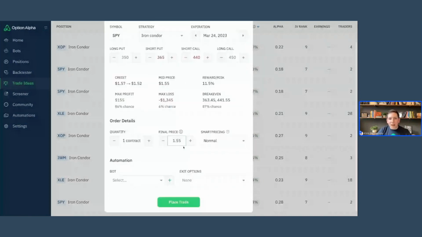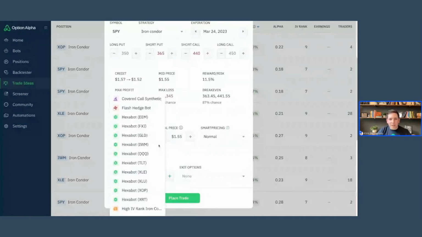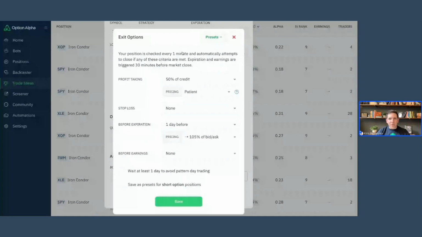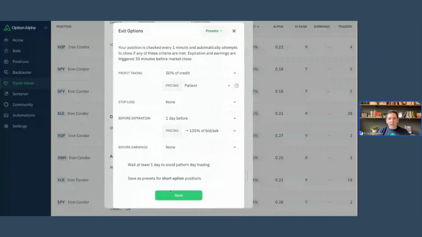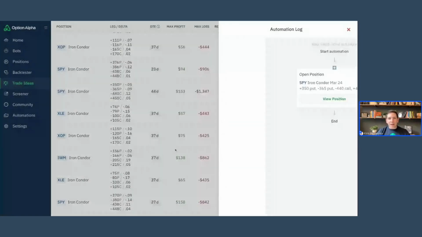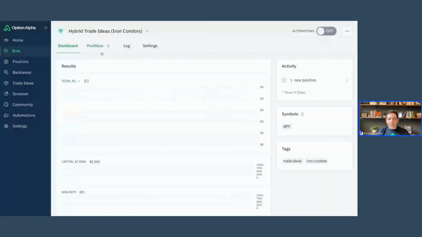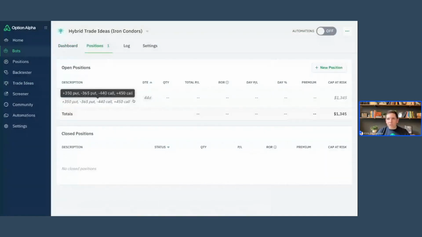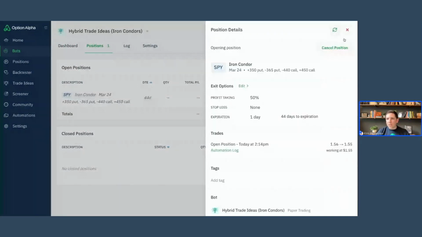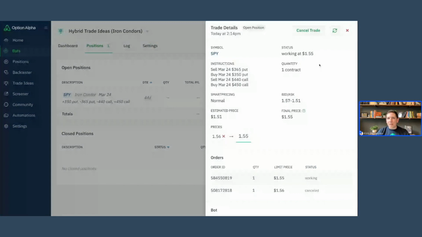Put this into my trade ideas, and let's do my trade ideas for iron condors. I'm going to set my exit options. I already have a preset for iron condor management, so I just select that preset, and then I hit save, and then I place trade. Now that trade is going to go into that bot. So if I go over to this bot, the same iron condor hybrid trade, then I have this trade working, and it's trying to fill that particular trade. So it's still working, right? And this is where I can keep tabs on it.